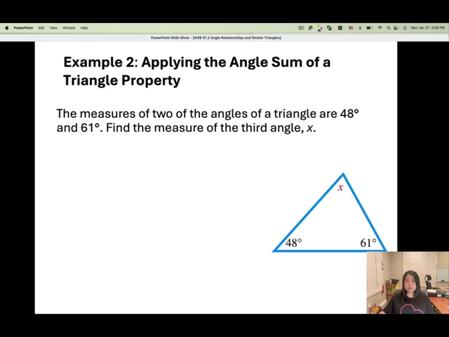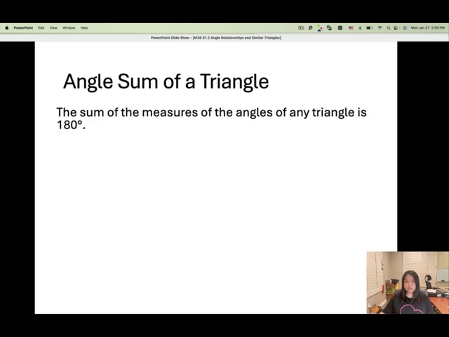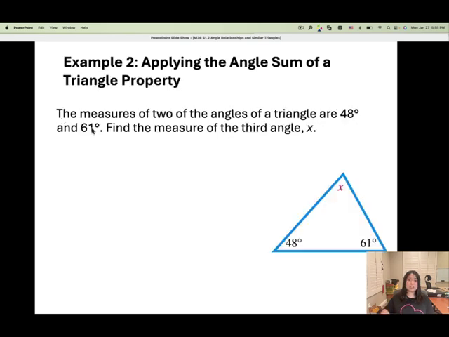Okay, example 2. The measures of two of the angles of a triangle are 48 degrees and 61 degrees. Find the measure of the third angle x. Okay, we just have this one. The sum of the measures of the angles of any triangle is 180, right? So what we're going to do is add up x plus 48 plus 61, and that's equal to 180. The reason will be: sum of the angles is 180.